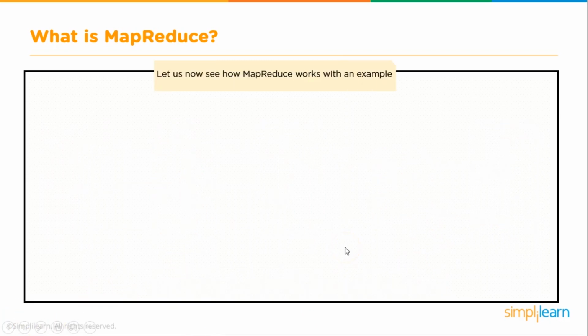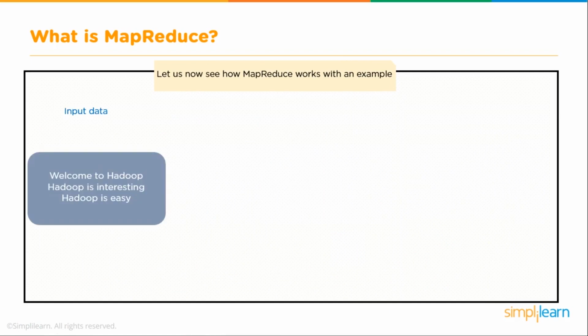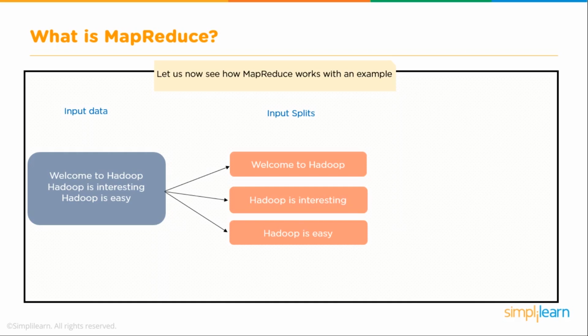Now looking further, let's see how MapReduce works with an example. This is my input data, which is basically one line, or you can say three lines, which has to be processed. We have input data which says: welcome to Hadoop. Hadoop is interesting, Hadoop is easy. Now this could be split. Imagine that this data is huge, probably more than 128 MB. So imagine this file would be split into multiple blocks, each block acting as a split, some portion of data being in every block. So these are your input splits.